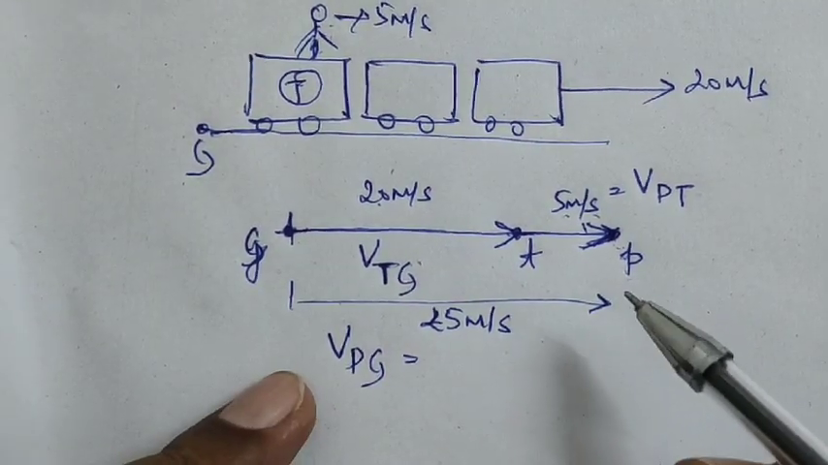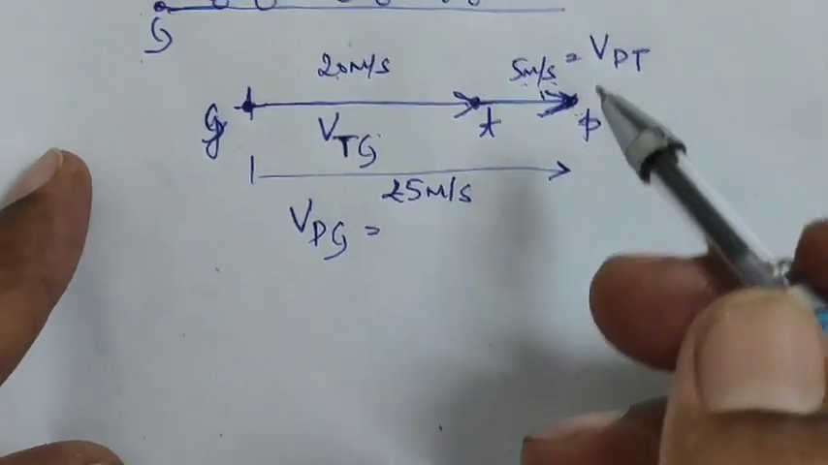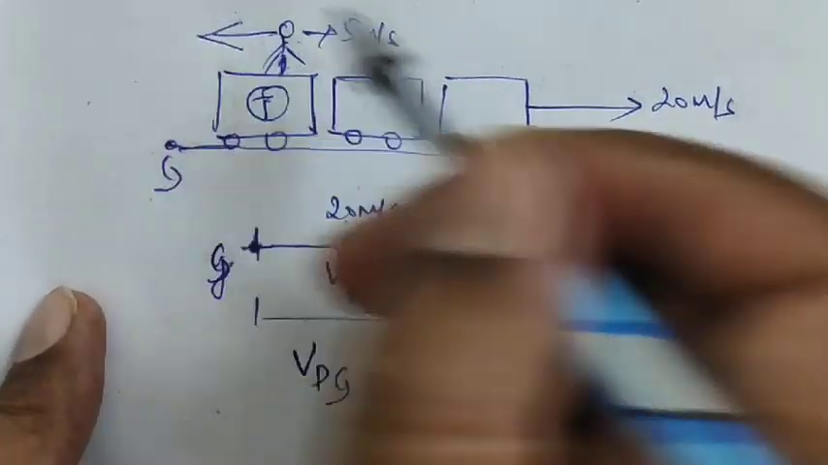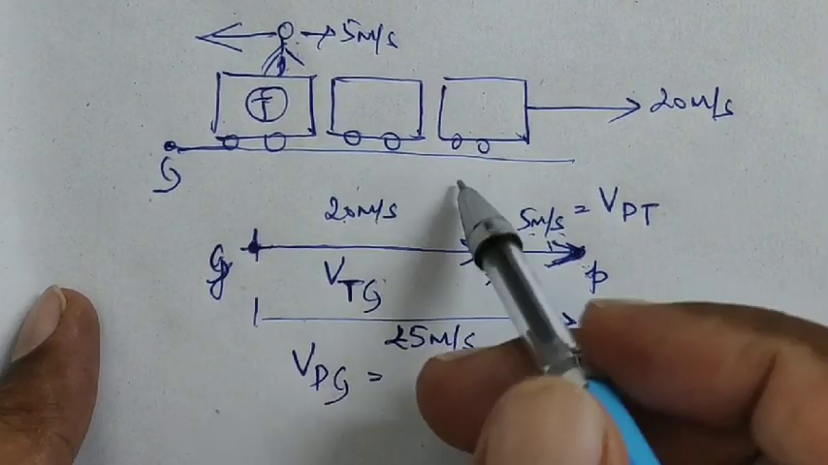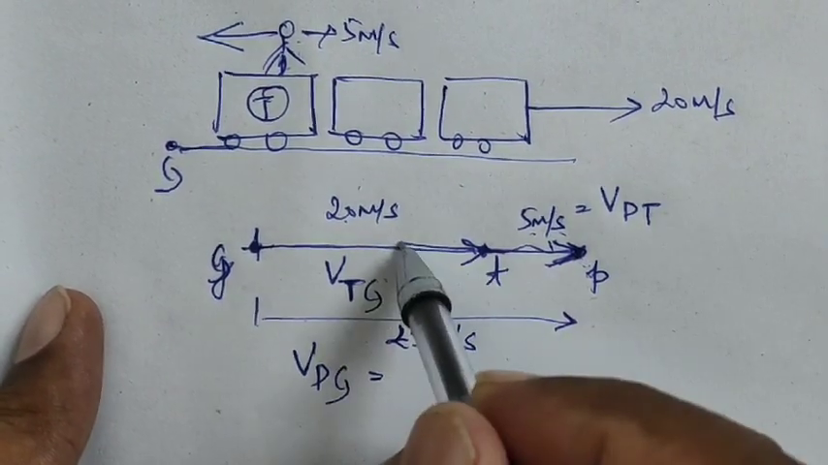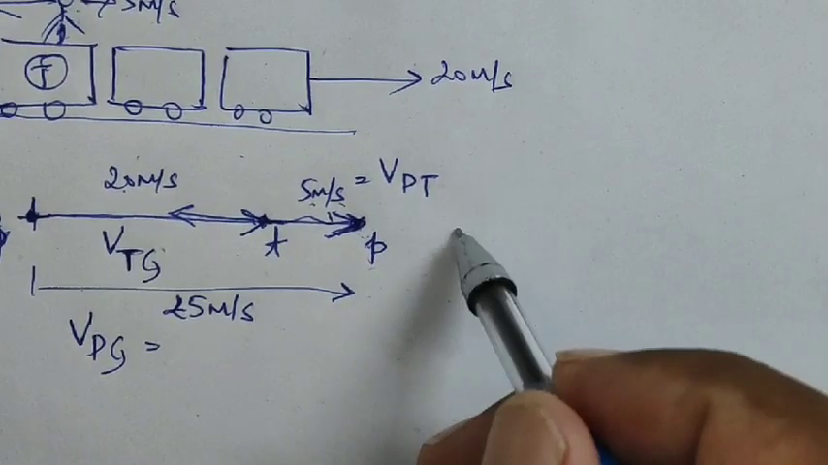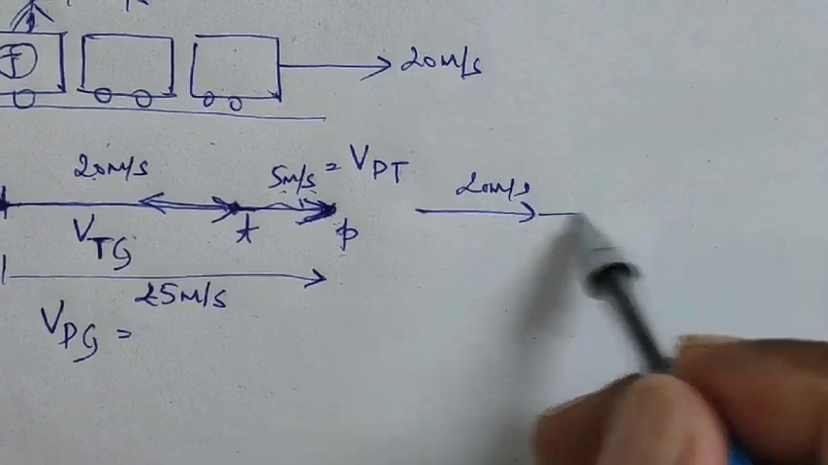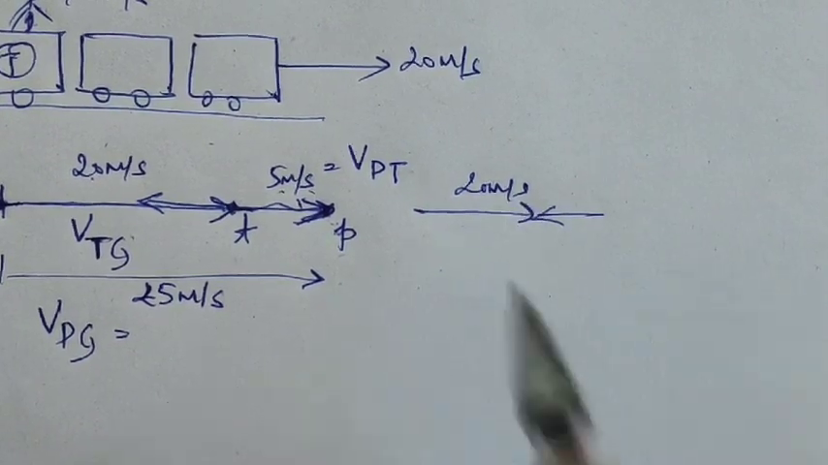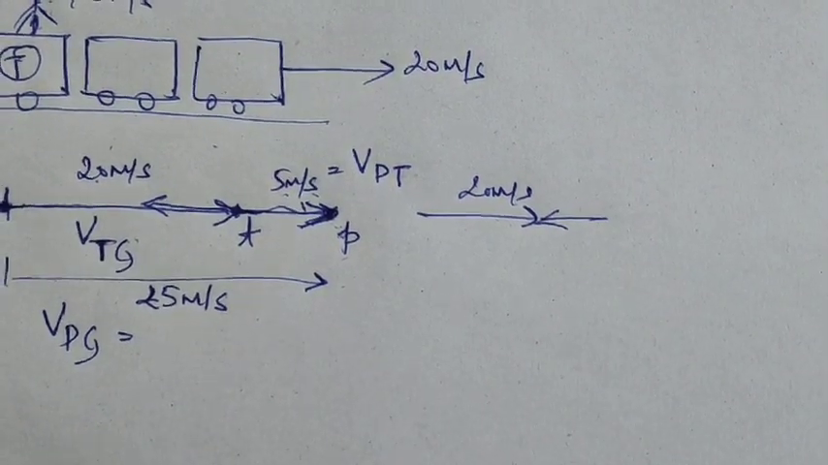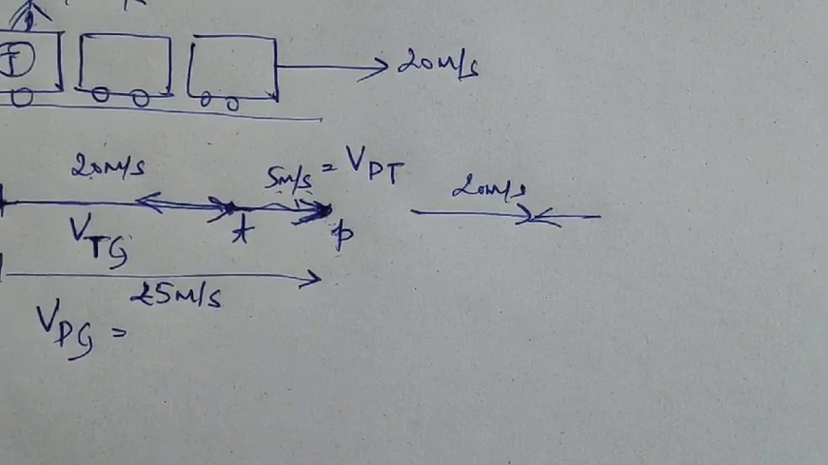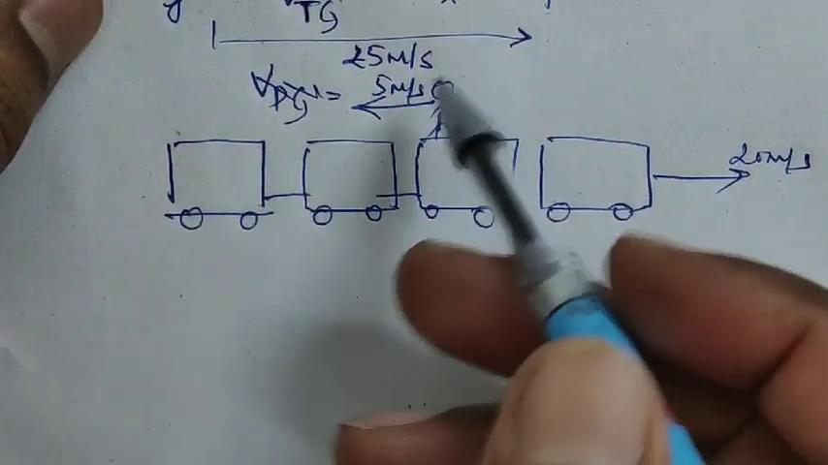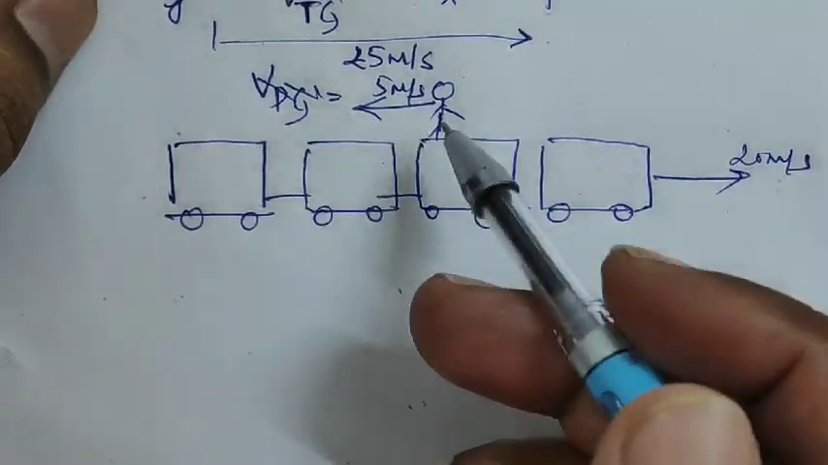If I want to explain to you how to deduct vectors, let me take this same person. Instead of going in this direction, if he is trying to run in the opposite direction, then what would happen? Instead of adding this, he would be on the opposite side here. So 20 meters per second this side and 5 meters per second this side. In this scenario, the person is running opposite to the direction of the train.